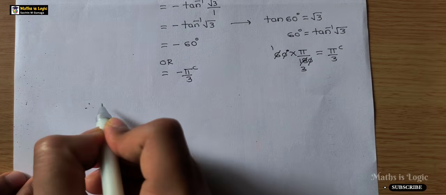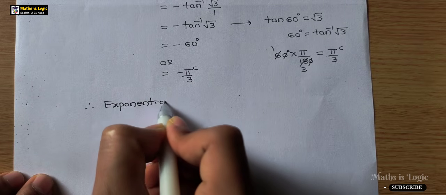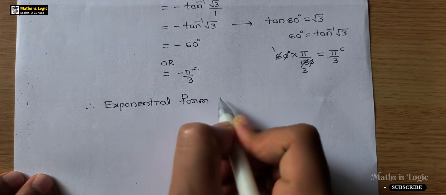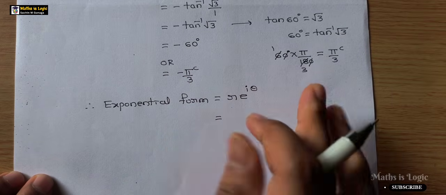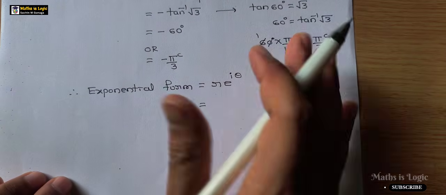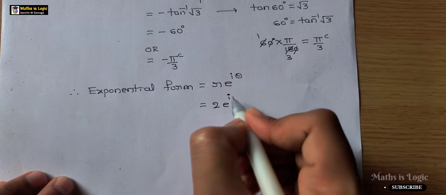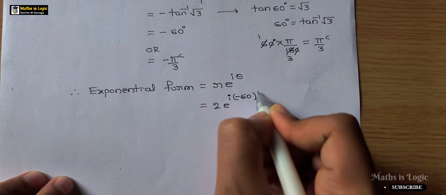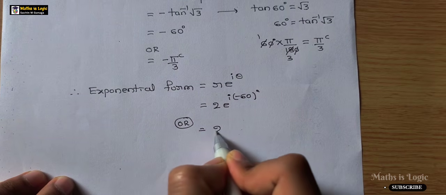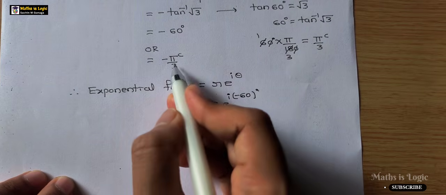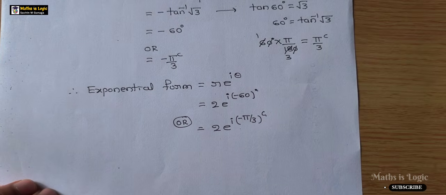Therefore the exponential form is r into e power i theta. So what is the r value? 2. So it is 2 into e power i, where theta is minus 60 degree. Otherwise, it is 2 into e power i into minus pi divided by 3 radian. So this is the final answer.